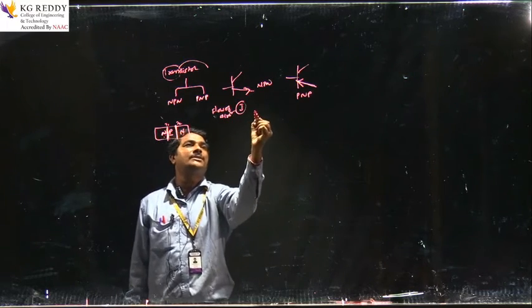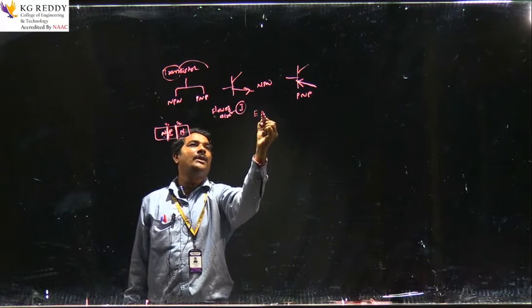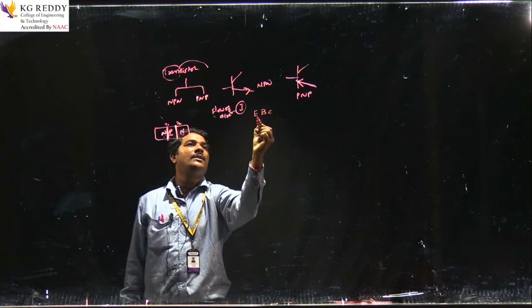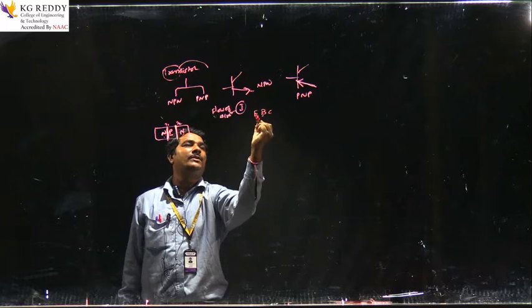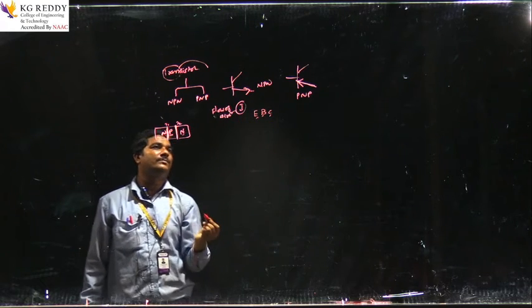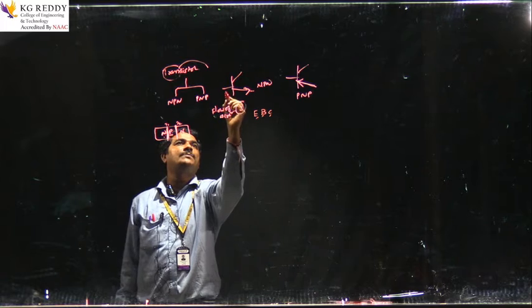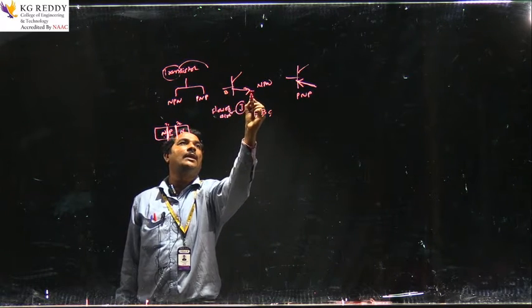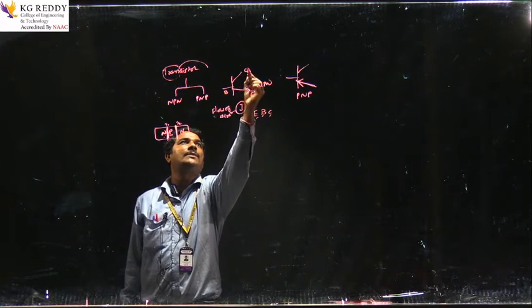The terminals of a transistor we can call E, B, C. E stands for emitter, B for base, C for collector. Let us take the transistor: base is present here, emitter is present here and collector is present here.